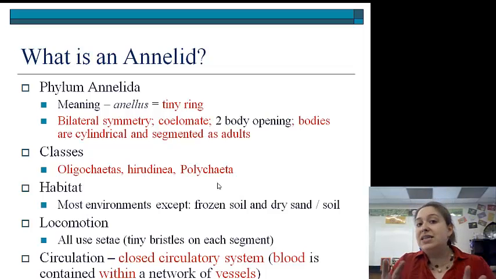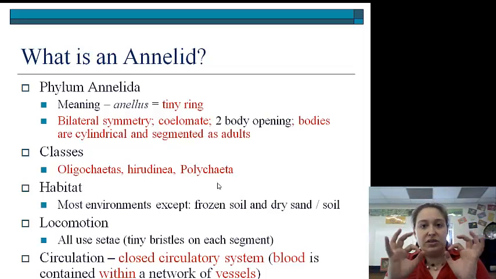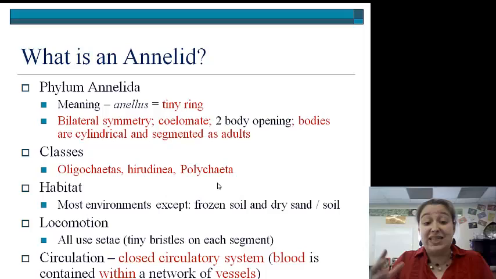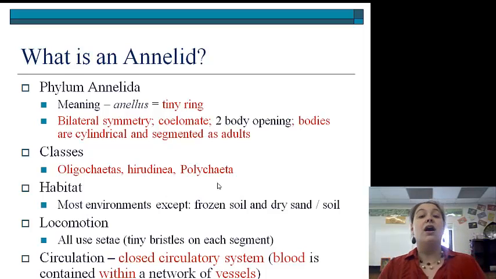They use what is known as setae, which are tiny bristles along each segment, to move. They do have a closed circulatory system, which means blood is contained within a network of vessels.